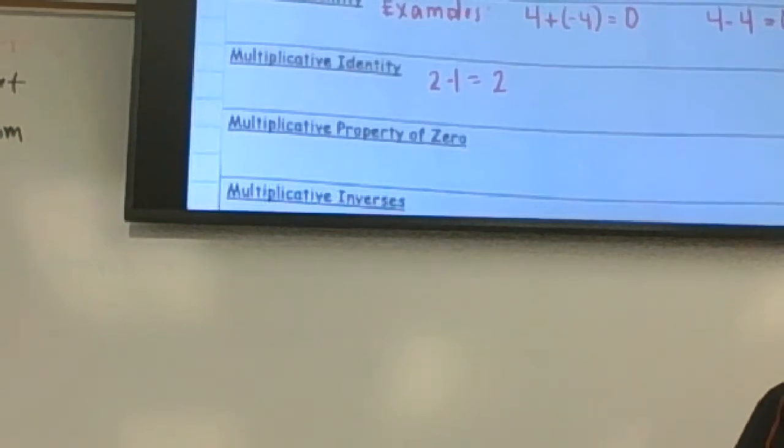Multiplicative property of 0. Jeez, that's the zero product property. Joseph, what's yours? 3 times 0 is 0.